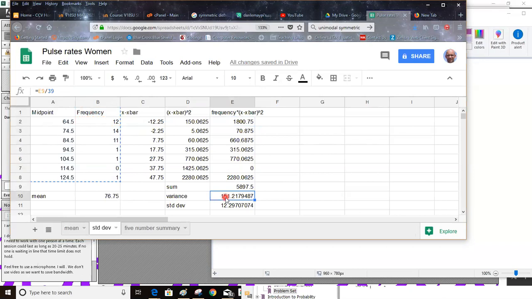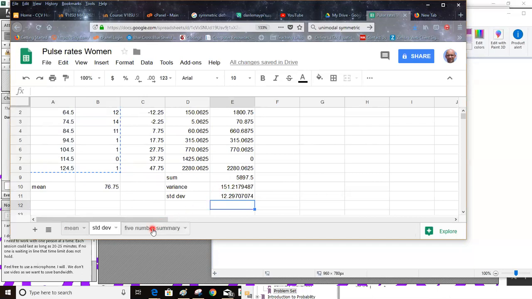The variance is the sum divided by 1 less than the number of numbers, and I had 40 numbers, so 40 minus 1 is 39. Then the standard deviation, of course, is just the square root of that number, the square root of the variance. So that's how we got the standard deviation.